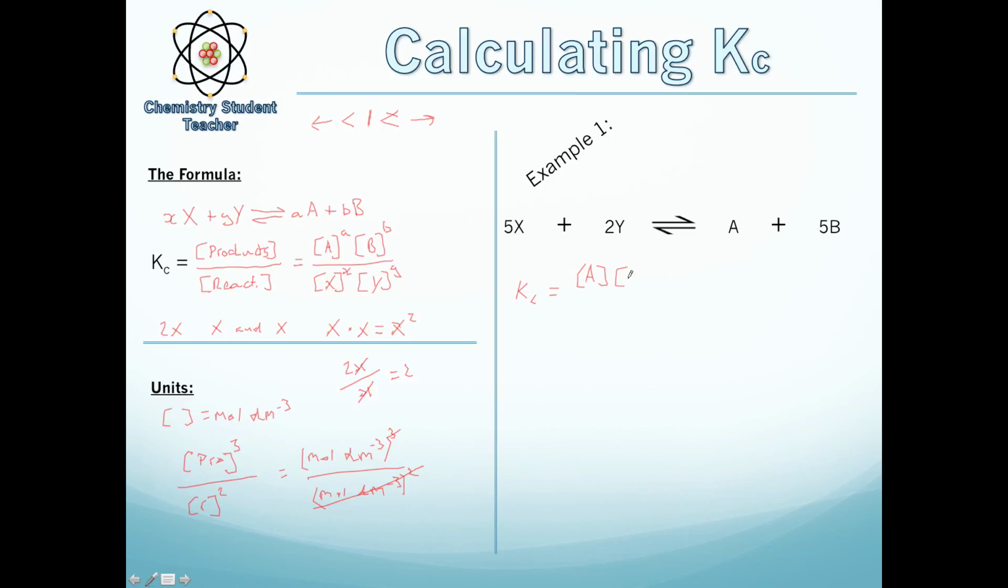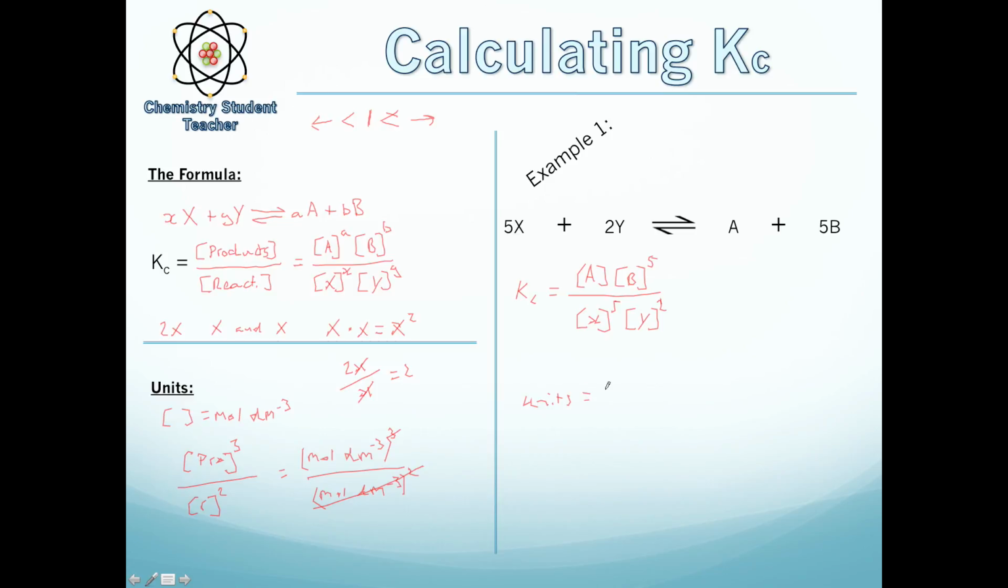times the concentration of B, as we have 5 molecules, is to the power of 5, all over the concentration of X, and as we have 5 molecules, it's to the power of 5 again, times the concentration of Y, and as we have 2 molecules, to the power of 2. Now that's what Kc would be, algebraically. If we had the numbers, we would put the numbers in. Let's say X was 1 mole per dm cubed, we'd just have 1, say B was 1, we'd have 1 times 1 to the 5, and so on. You just put the numbers in, and you have a number at the end once you put it in your calculator. But now we want to do the units.